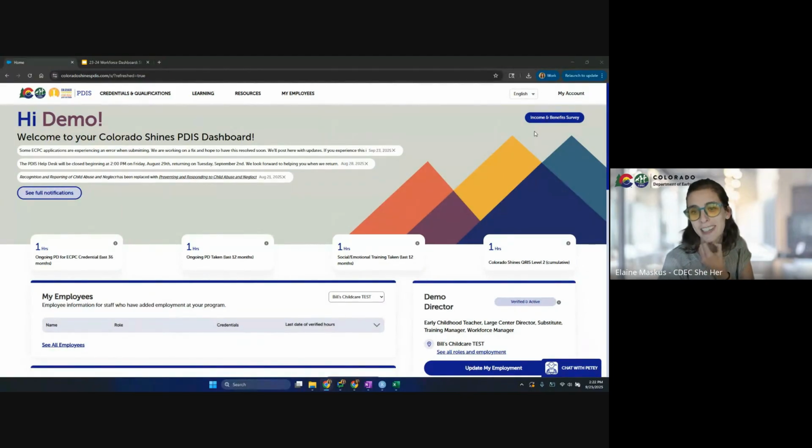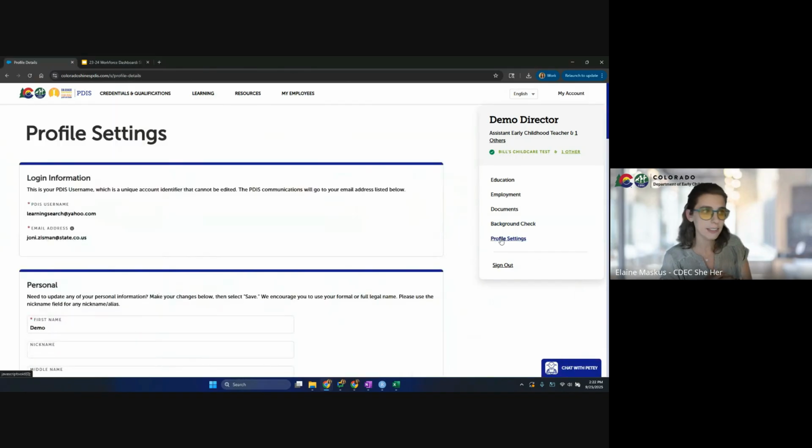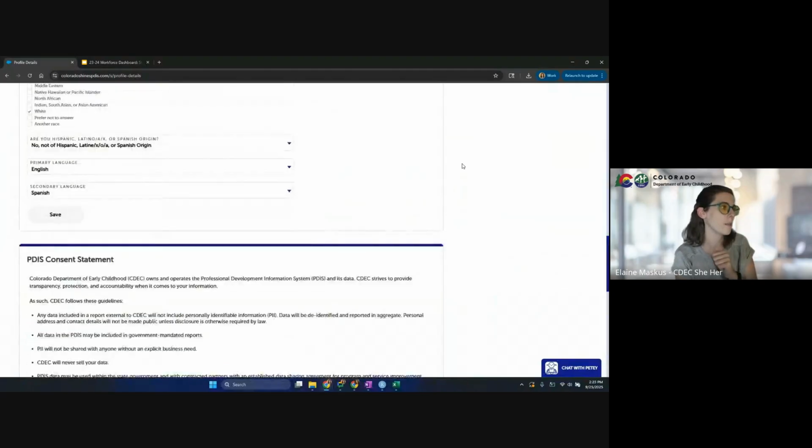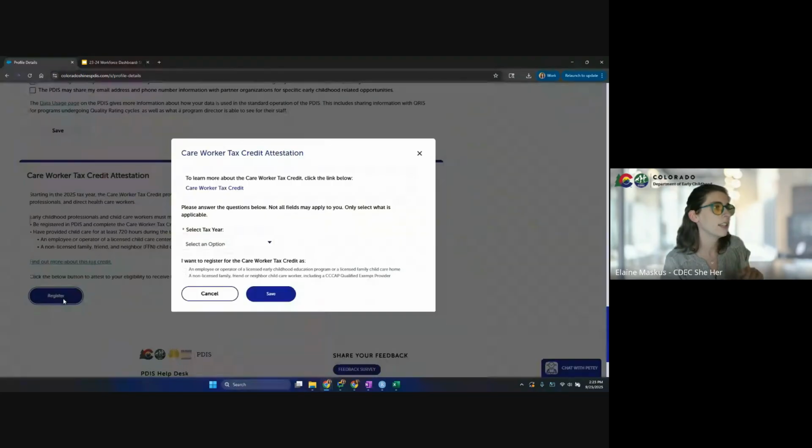So to complete the care worker tax credit attestation, log into the PDIS. In your My Account menu, go to Profile Settings, and then scroll all the way to the bottom. And we'll see the care worker tax credit attestation section. We've got some of this high-level information that Michelle just shared, as well as a link to more information. But to complete the attestation, you start by clicking this register button, and a window will pop up. You start by selecting the tax year that you want to apply for this attestation for.